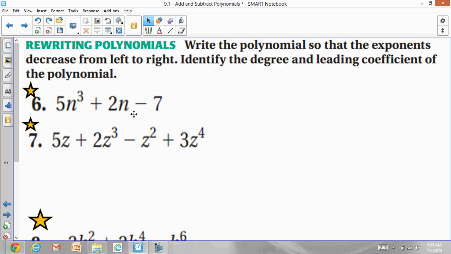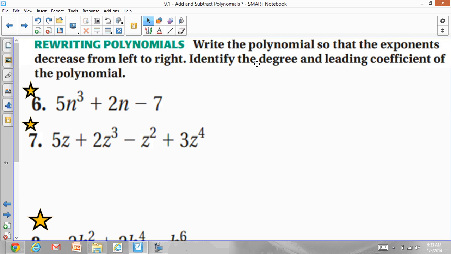Now, copy question number 6. They are asking you to write the polynomial so that the exponents decrease from left to right. Then they are asking you to identify the degree and the leading coefficient. So those are the two pieces of information that they are asking you to find.